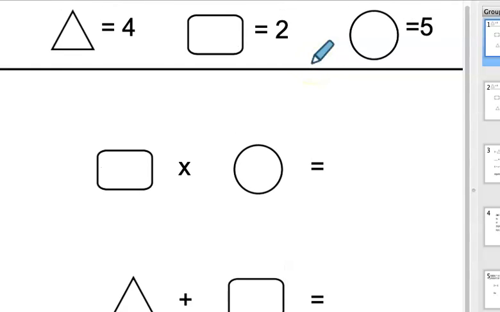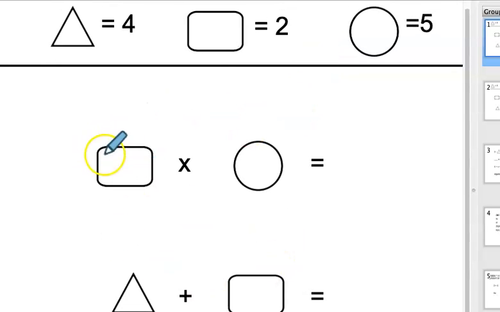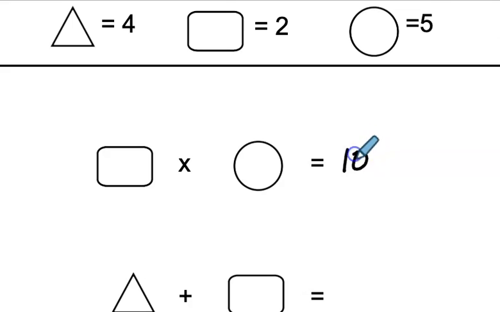So knowing that information, I can go down here and I can solve the rectangle times the circle. Just plug these values in. So 2 times 5 is 10. I now have a triangle plus a rectangle, so I can do 4 plus 2, which is 6.